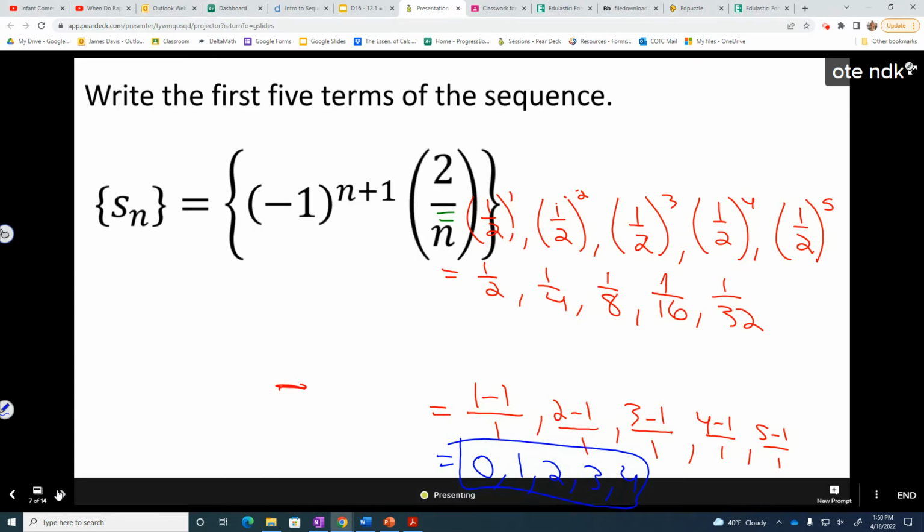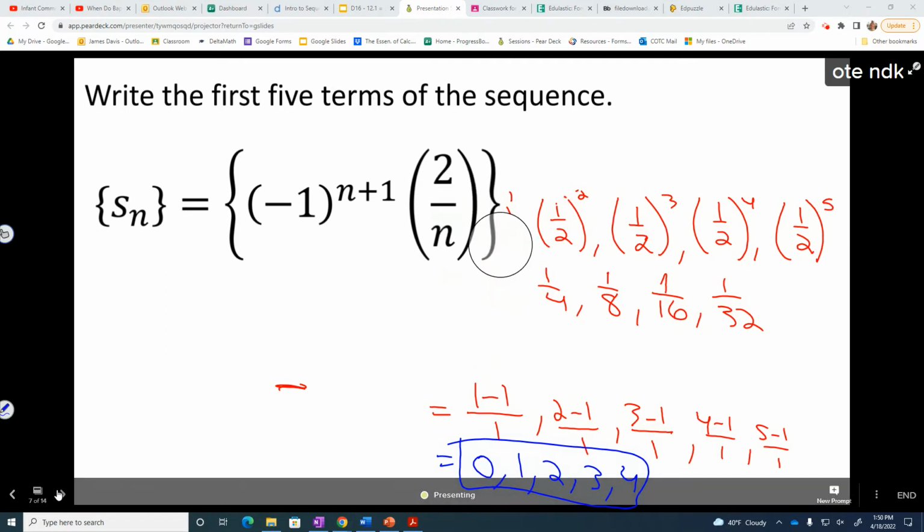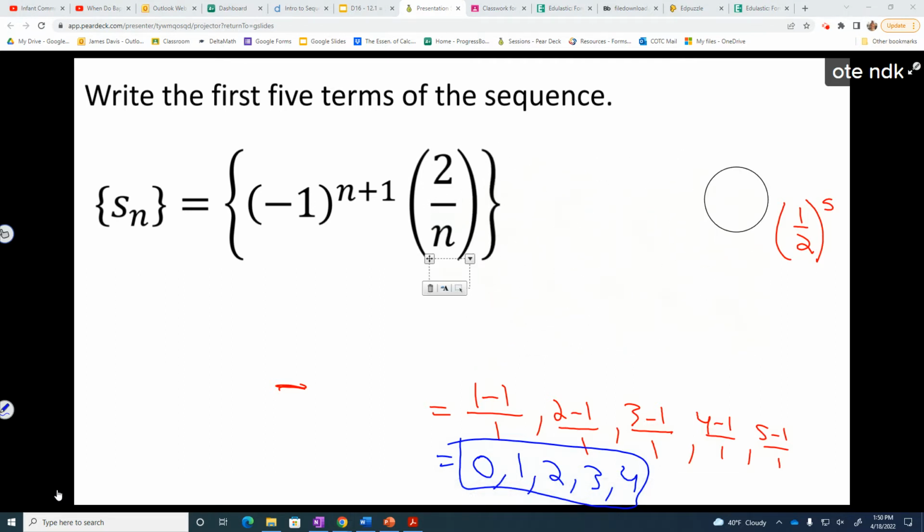All right, let's do a little bit harder one. I'll give you a little time if you want to copy this one. So this one is S sub n, which is negative 1 to the n plus 1 times 2 over n. So a couple things about this one. It has an n in 2 places. So wherever we see an n, we're going to have to replace it with that term. So give me a second if you want to write it down.